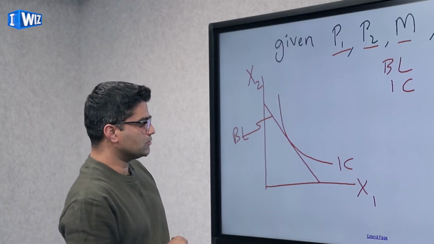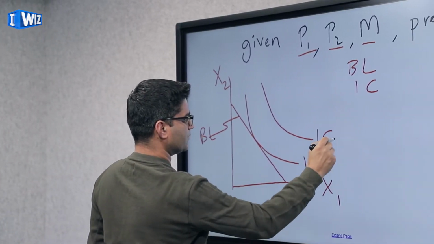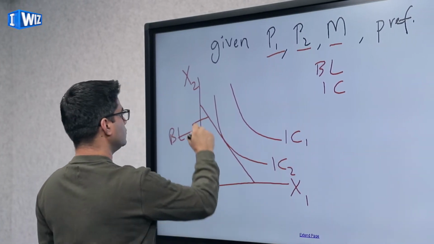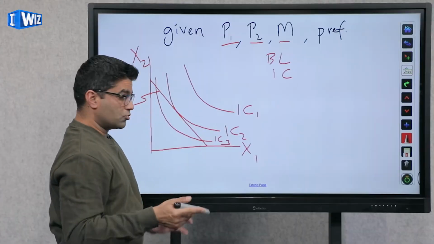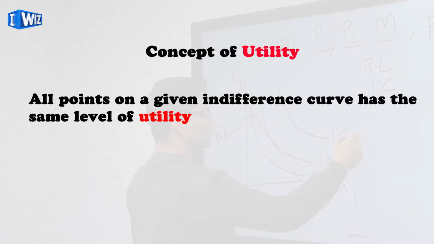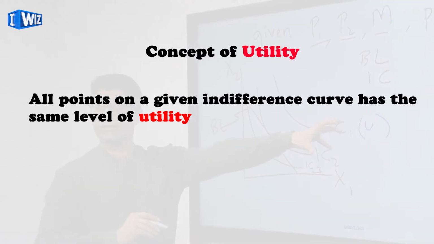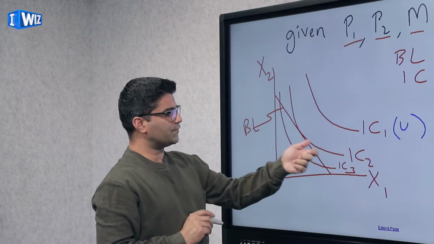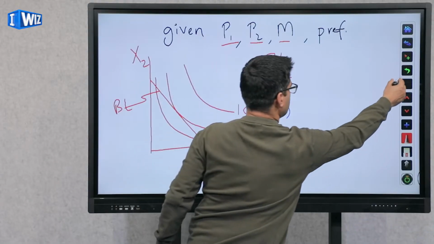Let me just draw some indifference curves, and then we'll see. Let's say this is indifference curve 1, this is indifference curve 2, and this is indifference curve 3. You should also remember the concept of utility. Every bundle on indifference curve 3 has a higher utility than every bundle on indifference curve 2, and then also every bundle on indifference curve 1. Let me make some numbers up.